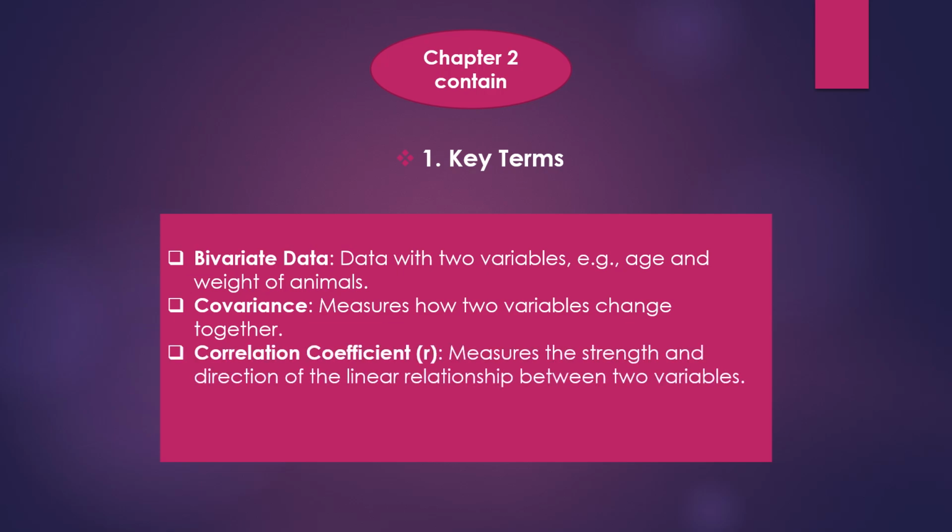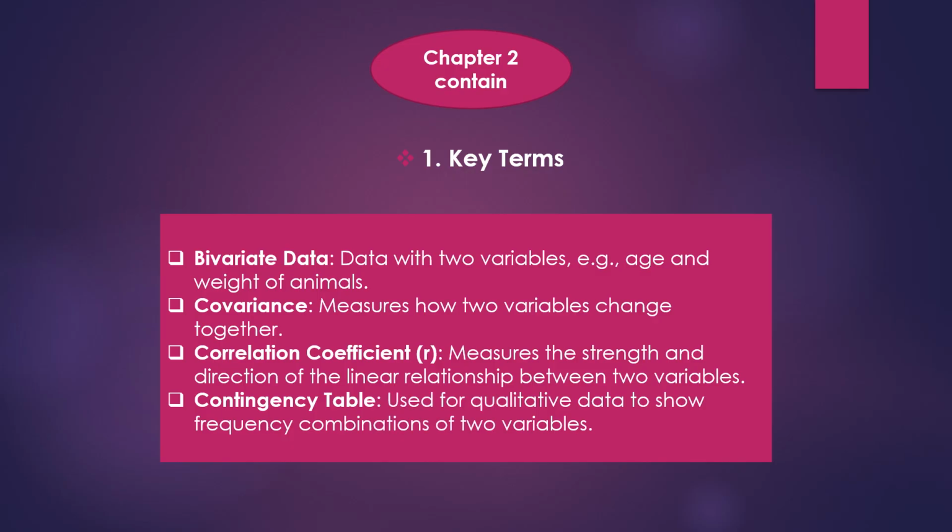We also use the correlation coefficient, often written as R, which measures the strength and direction of the linear relationship between two variables. The value of R ranges from -1 to +1. Lastly, we have the contingency table. The contingency table used for qualitative data to show frequency combinations of two variables.